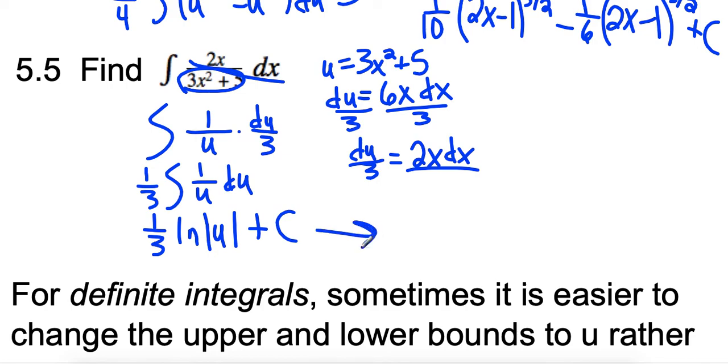And then to finish out the problem, we need to substitute back in. 1/3 natural log of 3x squared plus 5. I actually don't need the absolute value now looking at this, because 3x squared plus 5 is always going to be positive. So there's no need for absolute value signs on that one.